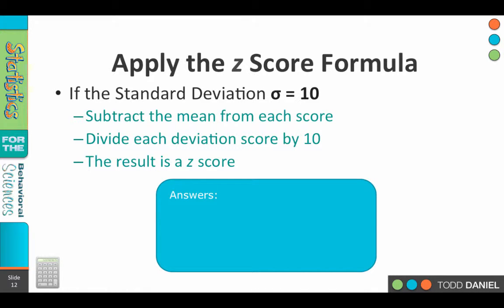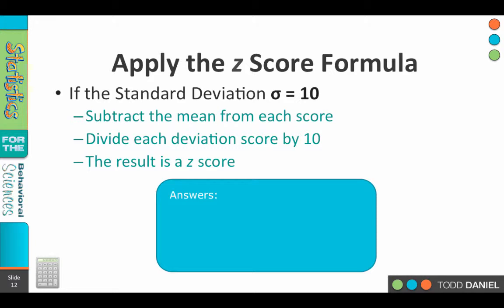So let's apply this. We find out that the standard deviation of our test is 10. So the mean is 60, the standard deviation is 10. Here's what we can do. Take each of those deviation scores from the 3 guys, subtract the mean from their score, and then divide it by 10. What this will give us is a z-score. So Shifty had a score of 35. We subtract the mean of 60 from that. It gives us a deviation score of negative 25. Divide that negative 25 by 10, and we get a z-score of negative 2.5.